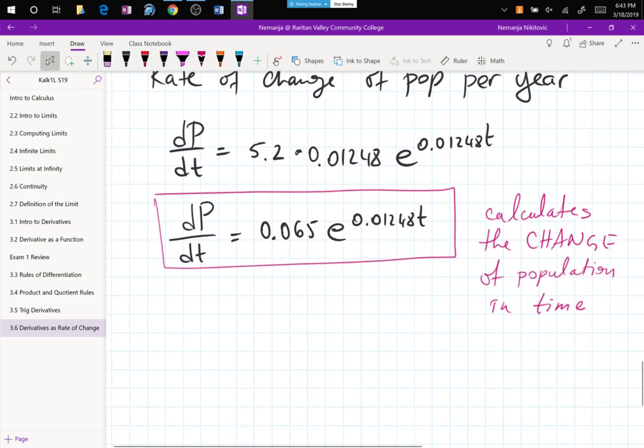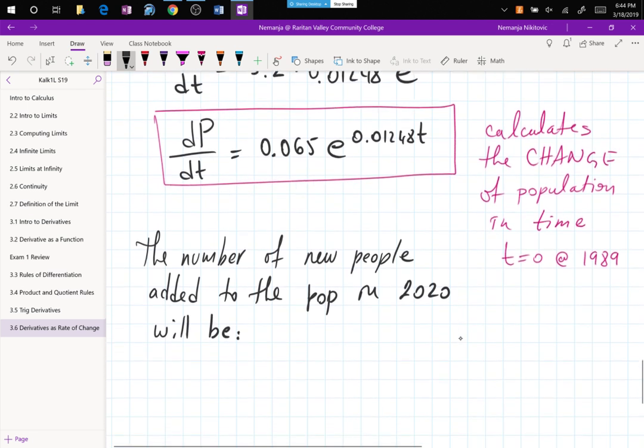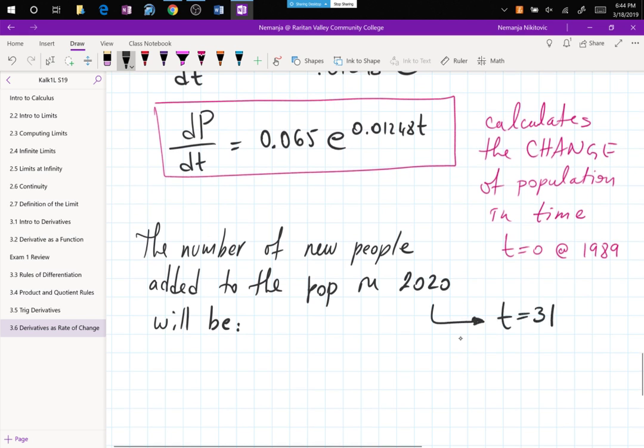So now, t equals 0 at 1989. So if you want to know how many people we are going to add to the population of Earth next year, in 2020, you need to plug in 31 into this equation. So, the number of new people added to the population in 2020 will be, now 2020 means t equals 31 because t0 is at 1989.